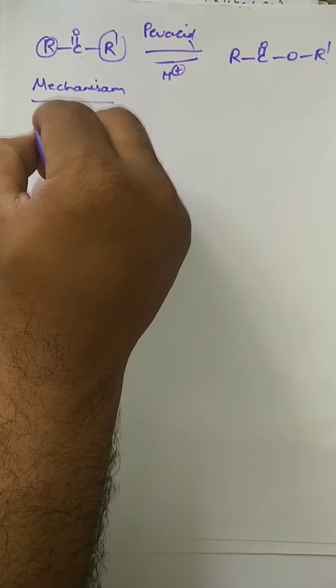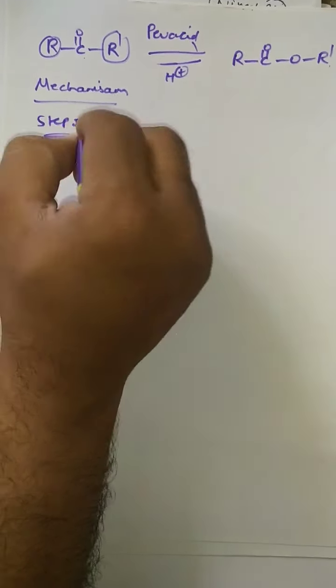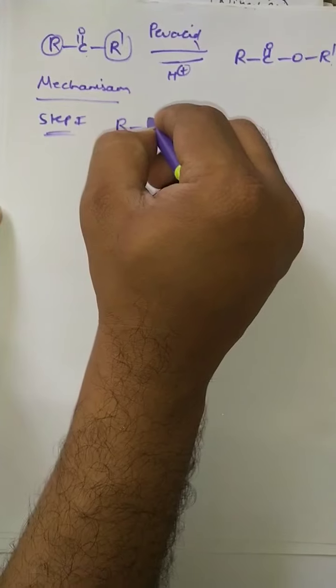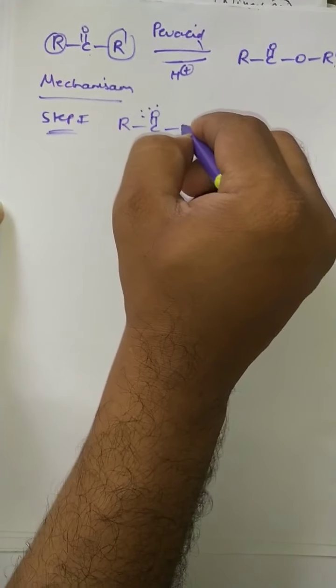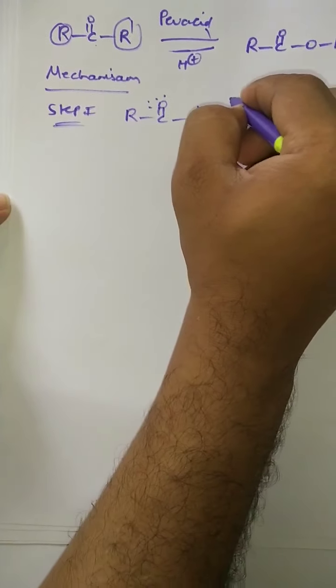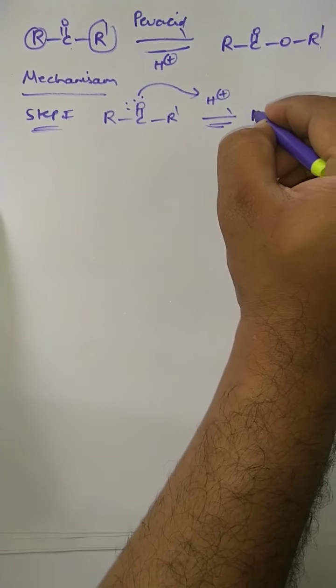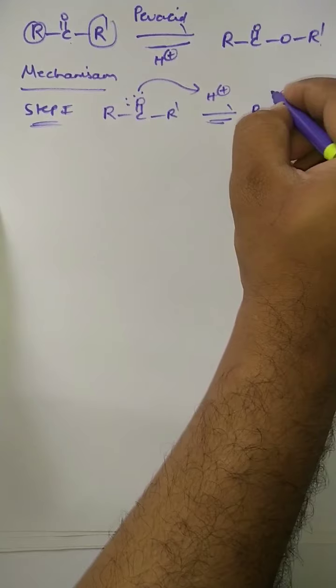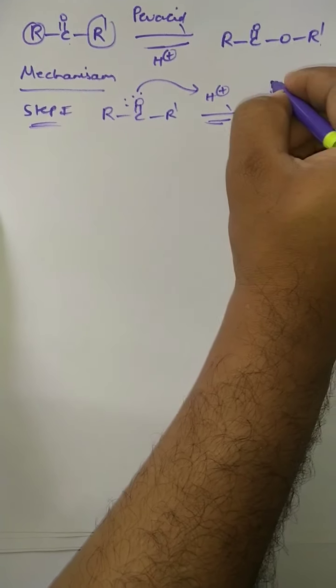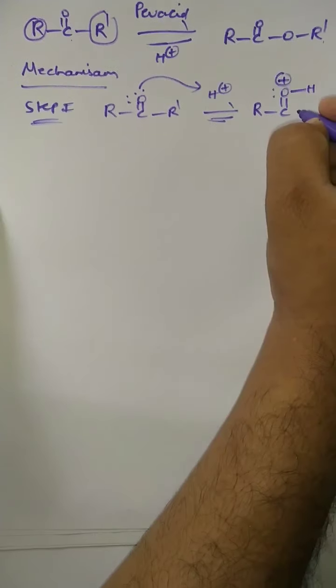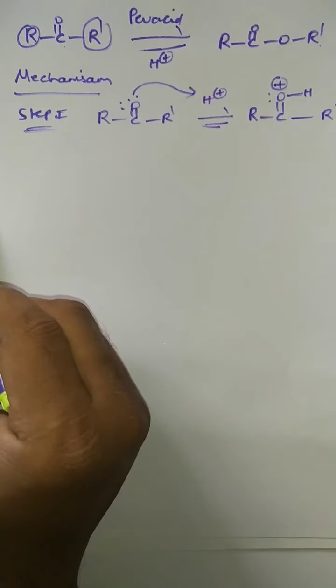And see, step 1. First of all, what happens? You take the keto group with R dash. First, in the presence of H plus, what happens, students? First protonation takes place. What you will get? R C double bond O, with H here and a slight positive charge. Protonation of the carbonyl oxygen has taken place in step 1.